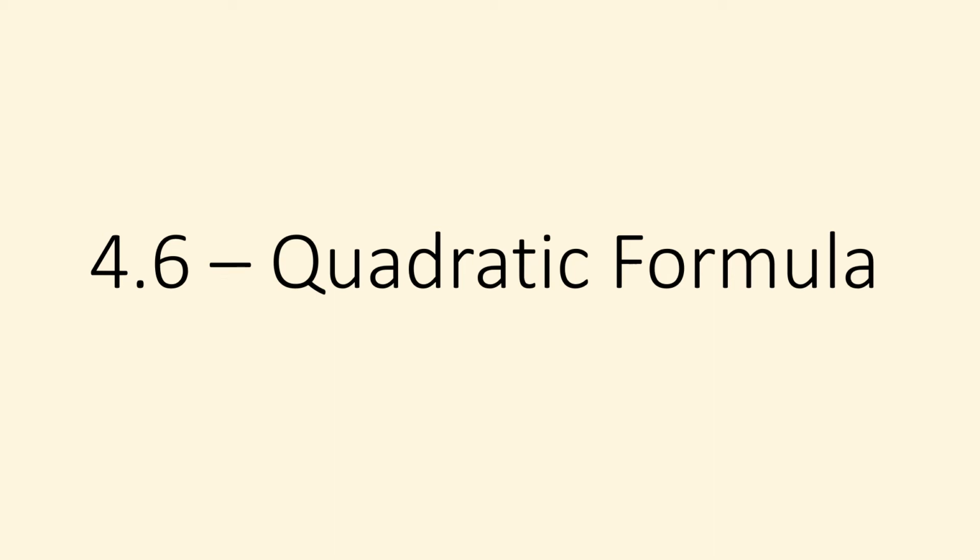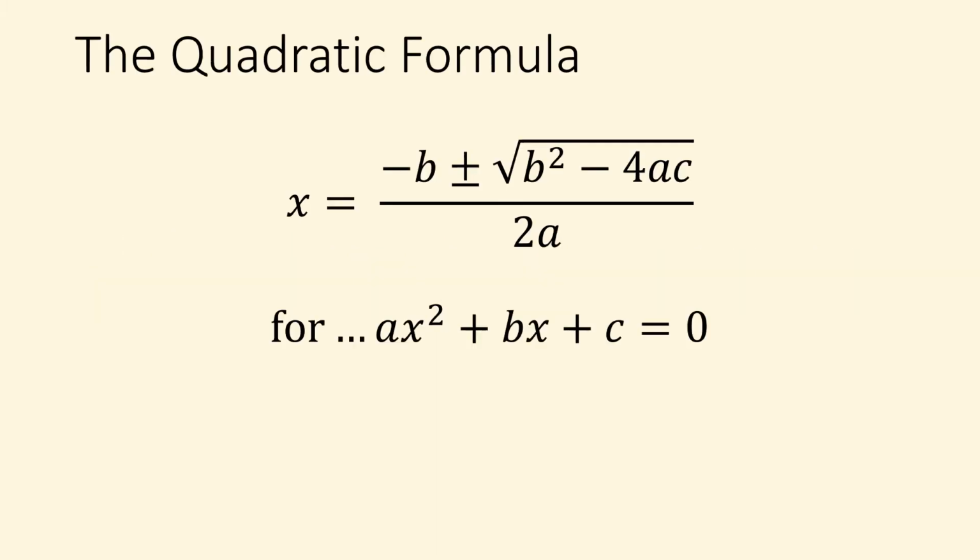Section 4.6 covers the quadratic formula, which should be familiar to you from Algebra 1. Here's the quadratic formula: negative b plus or minus the radical of b squared minus 4ac, over 2a. It works when we have a trinomial ax squared plus bx plus c. It always needs to be equal to 0.